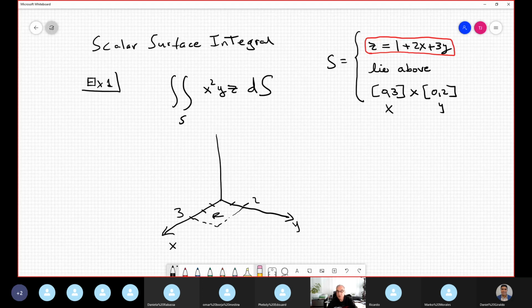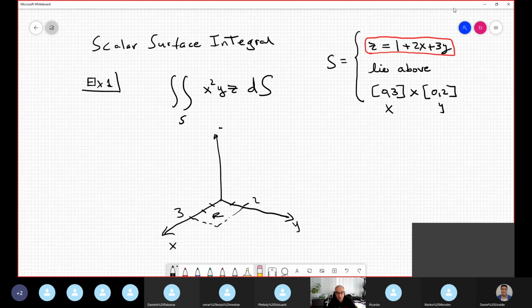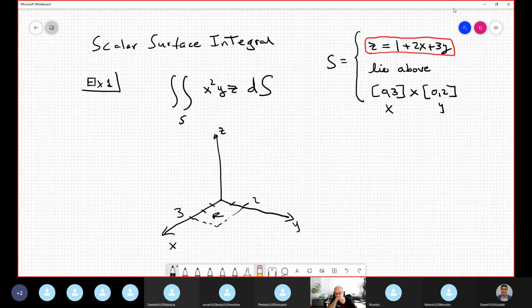However, what kind of surface is it? Okay, put it in red color. What kind? Plane, very well. It's a plane. The intercept is 1 here, because x0, y0 is 1. It's a plane. I don't care.